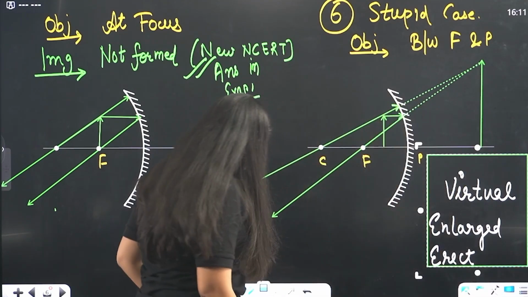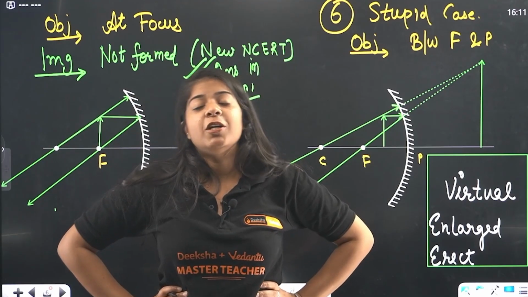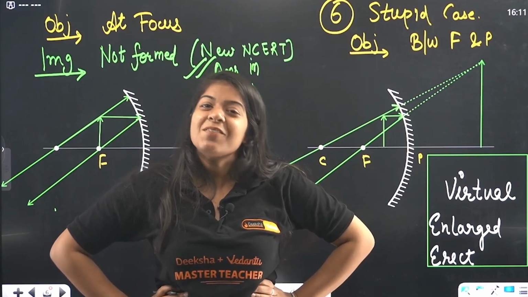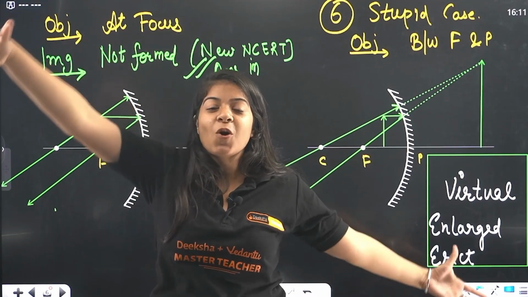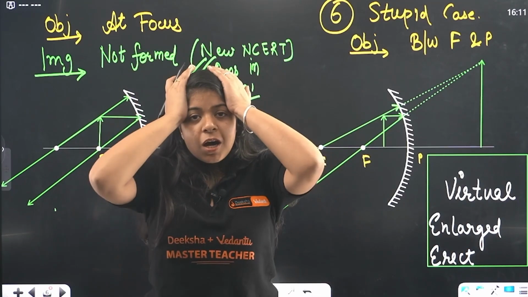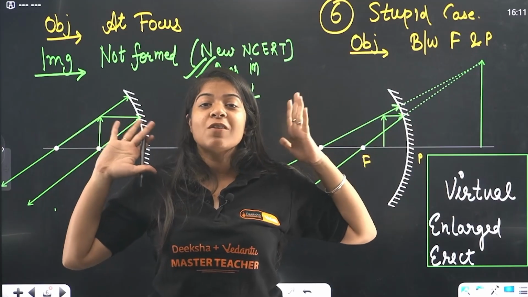So that means, ma'am, if in the first 5 cases I stand in front of a concave mirror, my head will be upside down and my legs will be in the air. Yes, it will be. But in the 6th case, you will look so big, but your head will not be upside down. It will be on the upper side of the mirror only. Okay, done. And we are done with 6 cases of concave mirror.